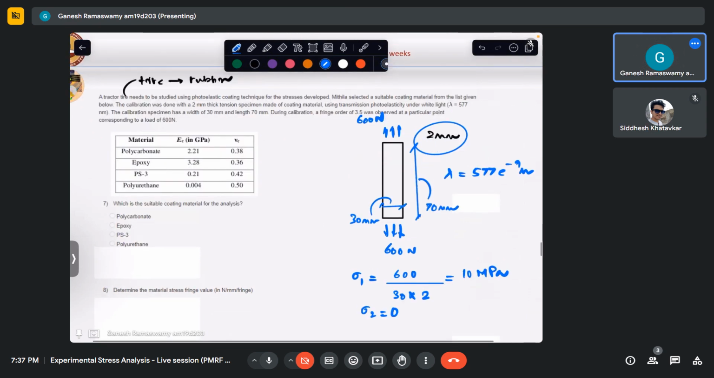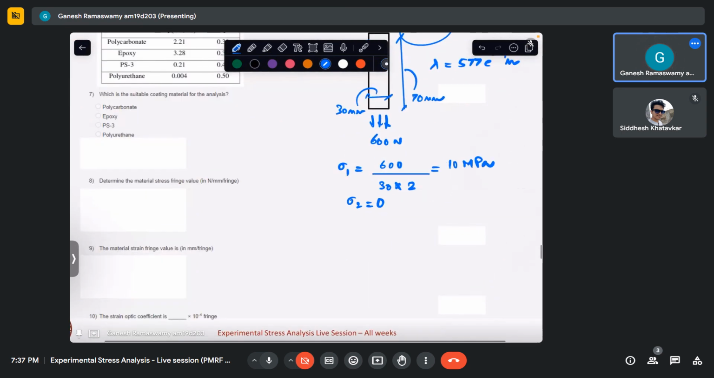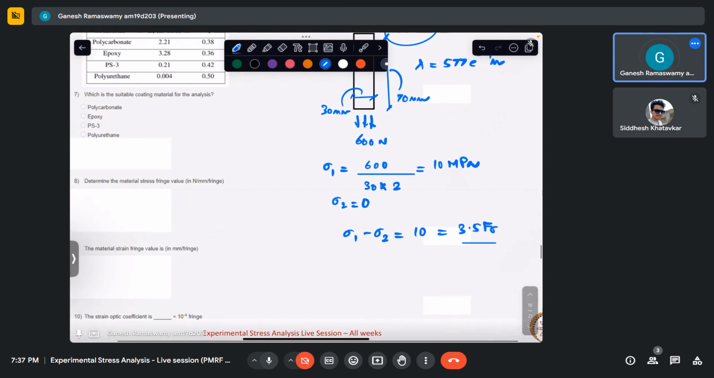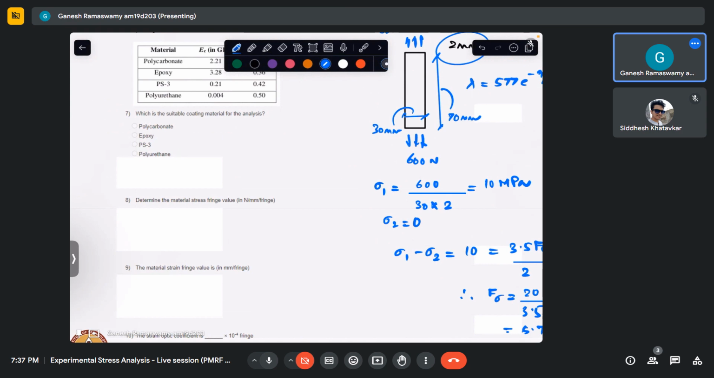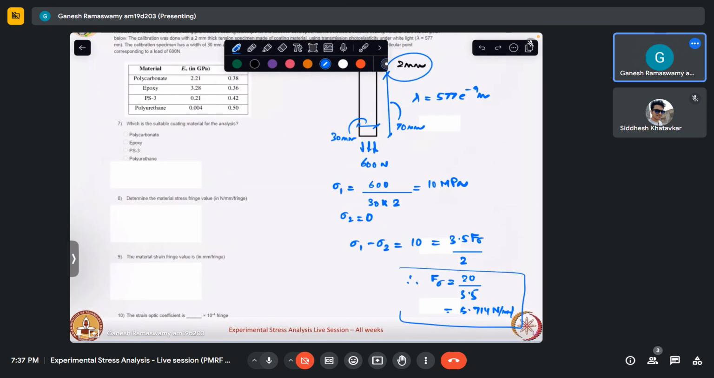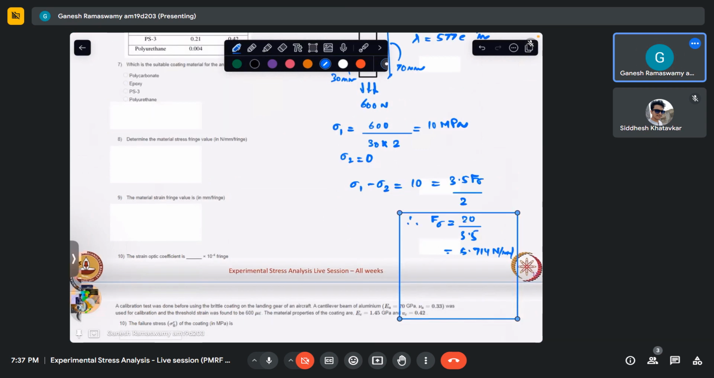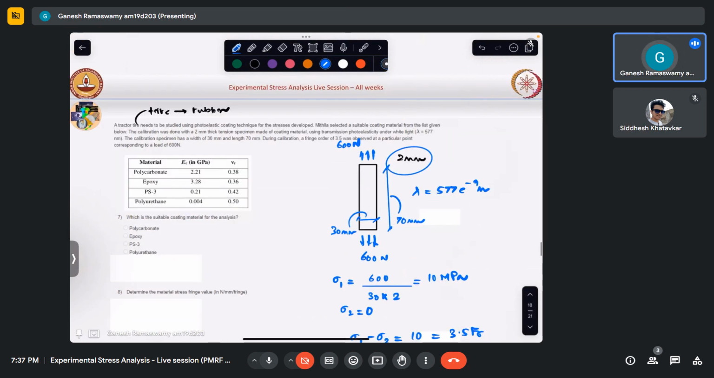And we got the fringe order. It says fringe order was 3.5 at this particular point. So sigma 1 minus sigma 2, which is nothing but 10, was equal to 3.5 F sigma by the thickness. What is the thickness? It is again 2 mm. Therefore, F sigma was 20 by 3.5. So F sigma for this material is 5.714 Newton per mm per fringe. So I have got the material stress fringe value for this. Actually speaking, the question asks, we have a range of materials that are available, which is suitable for the coating is what is asked.